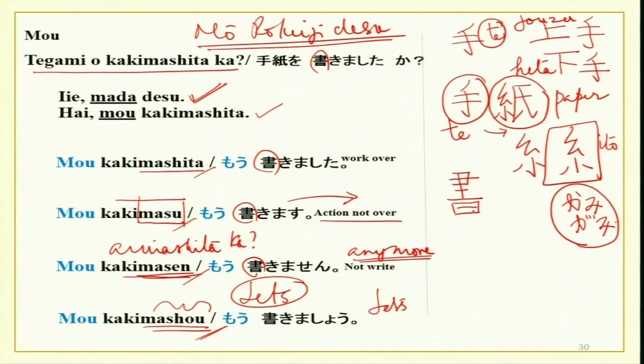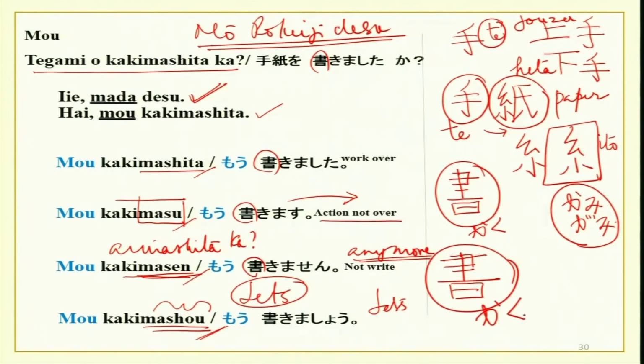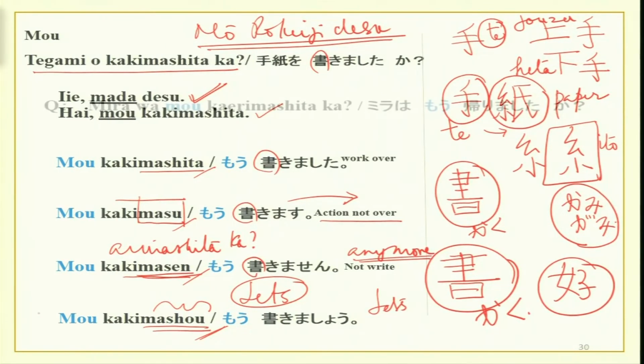And nichi over here. This is kaku. Kaku. Once again, 1, 2, 3, 4, 5 and 6 over here. And then nichi, kaku. Then there was suki again over there, suki. So, you can remember these kanjis.